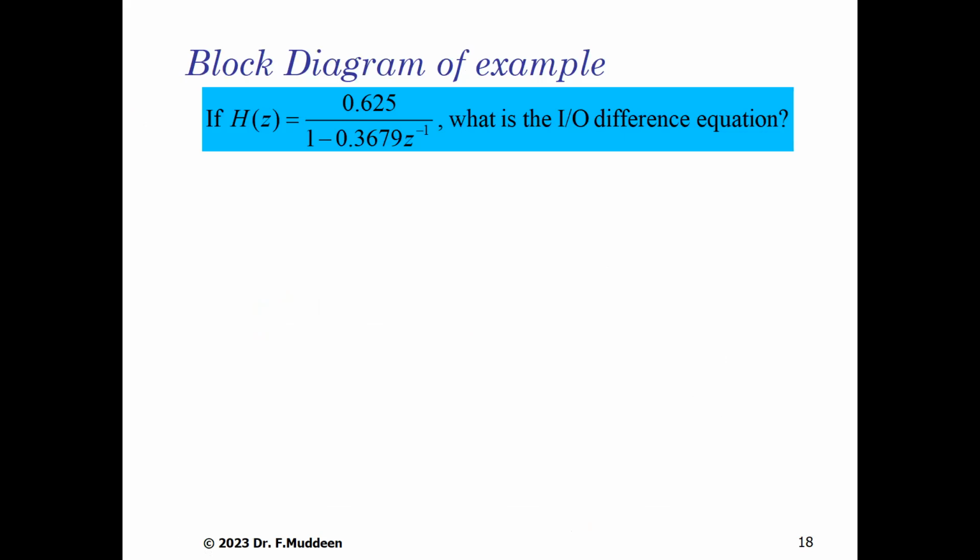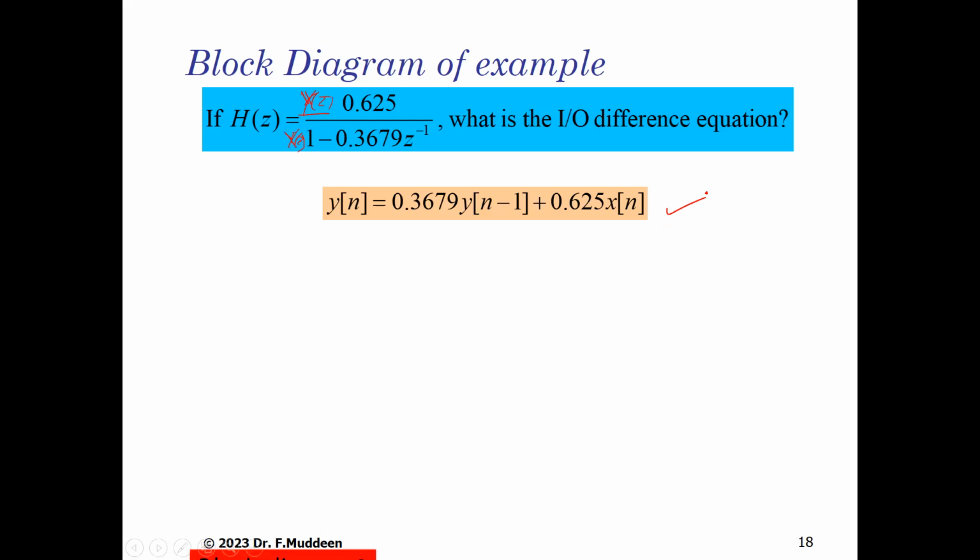All right. So what is the input-output difference equation for this? You remember, you just cross multiply. Remember, this is H equals YZ over X. Right? So you could cross multiply, and very simply, this is the input-output difference equation.